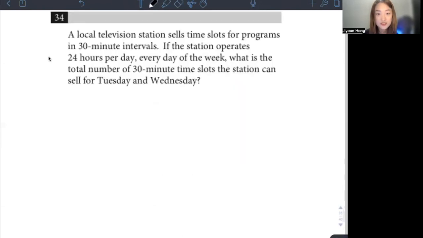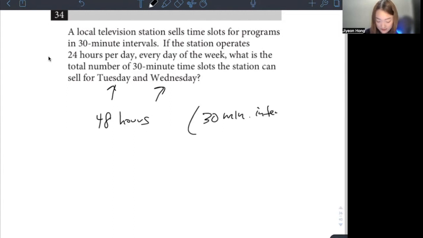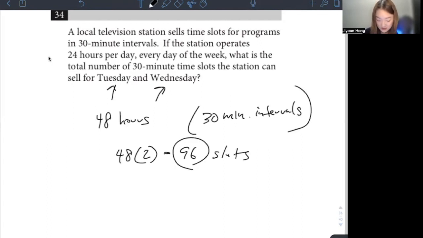34, a local television station sells time slots for programs in 30-minute intervals. The station operates for 24 hours per day, every day of the week. What is the total number of 30-minute time slots the station can sell for Tuesday and Wednesday? So Tuesday and Wednesday, they're open all 24 hours, right? So a total of 24 and 24, so we have 48 hours. And we want to know how many 30-minute intervals, or time slots, fit in there. We know that every hour we get 2 30-minute time slots. So it's simply 48 times 2, which gets us 96 slots.